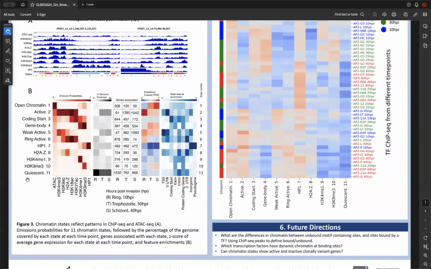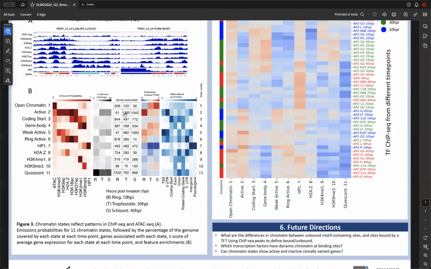So this is an important figure for interpreting anything else with the chromatin states. I have my 11 states sorted by the emission probability for ATAC-seq, and this is open chromatin is just the name of this. These emission probabilities come from ChromHMM, which created the model for this, and this panel next to it shows you the percentage of the genome covered by each state at each time point. Because remember, I have a ring, troph, and schizont, 10 hours, 30 hours, and 40 hours post-invasion data sets.